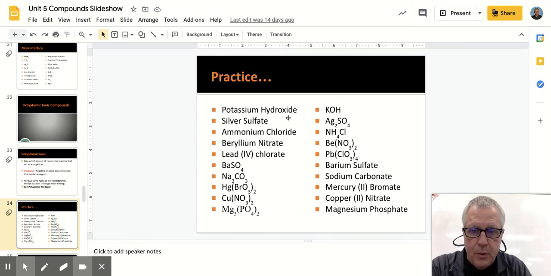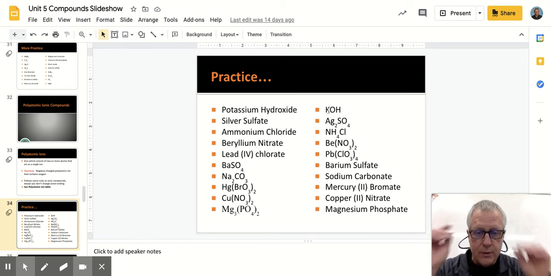So for example, potassium hydroxide here is KOH. Now, potassium is represented with the element symbol K. Remember, that's an alkali metal. But OH is an anion that is a polyatomic anion. Now, it's also referred to as an oxyanion because it has oxygen in it. It has a -1 charge.